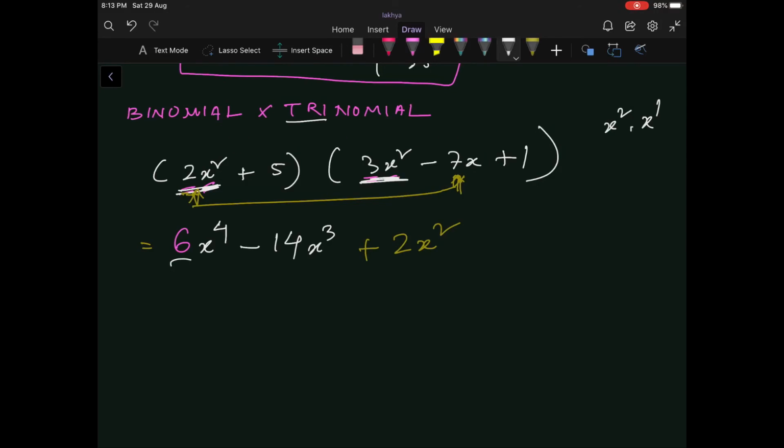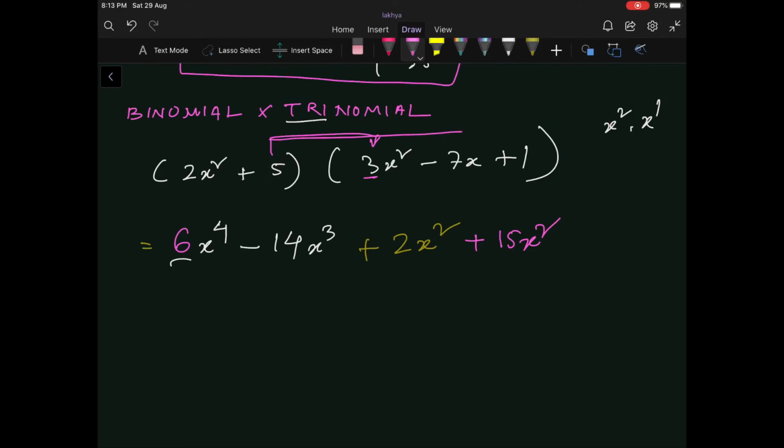Now we have multiplied the first term of the first polynomial. Now we have to multiply the second term of the first polynomial. 5 into thrice x square, that must be 3 5s are 15, so it is 15x square. Then plus 5 minus 7. Positive negative negative, 7 5s are 35. There is only x here, so it is 35x. Then 5 1s are 5. Both are positive, so the sign must be positive.